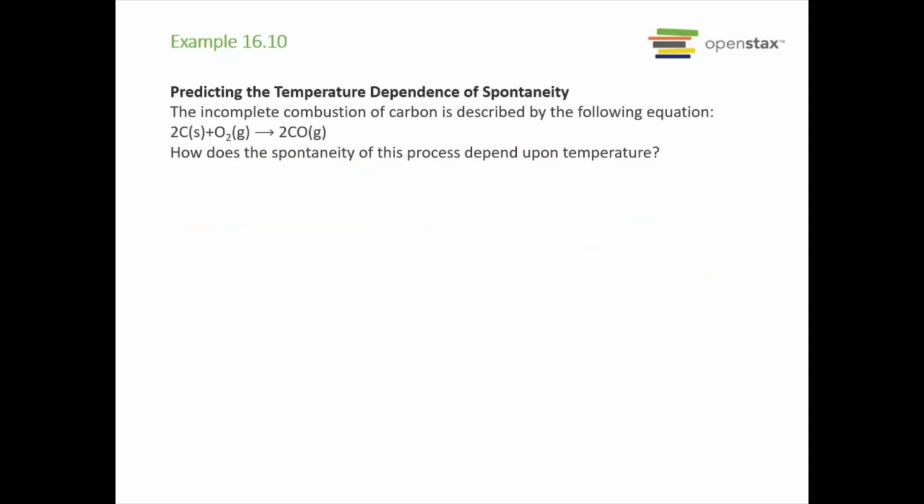So the next example reaction, we are trying to predict the temperature dependence on spontaneity. So we're told the incomplete combustion of carbon is described by this equation, and we want to know how the spontaneity of this process depends on temperature. So this is combustion. Combustion processes are exothermic. So we know, since it's exothermic, delta H is less than 0 because we're releasing heat.